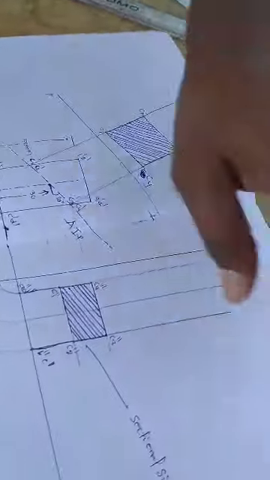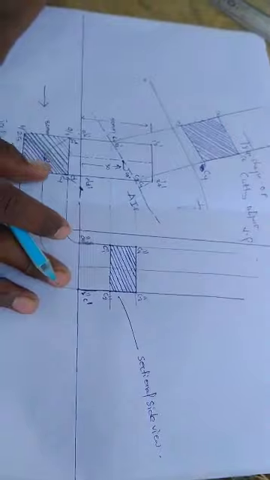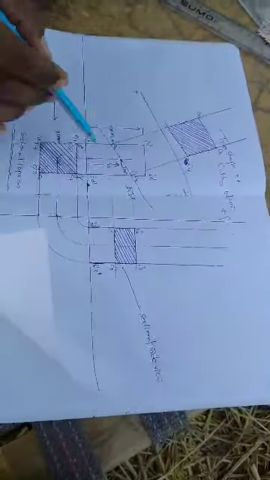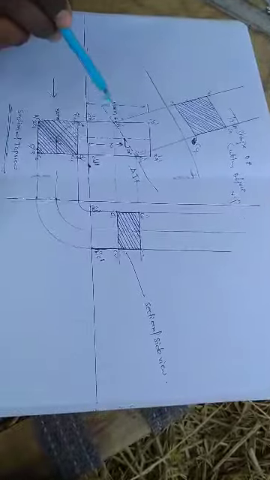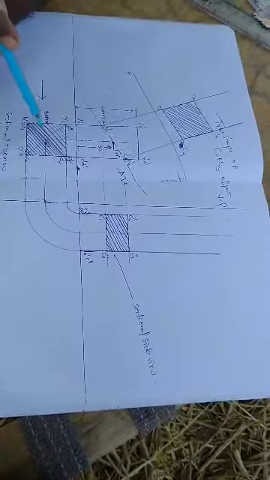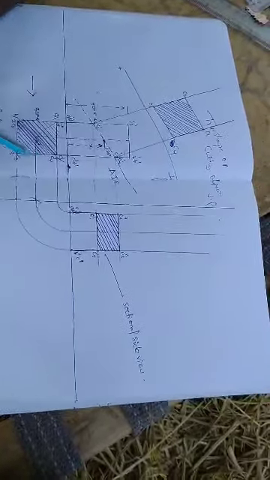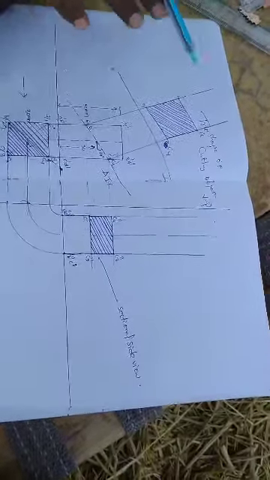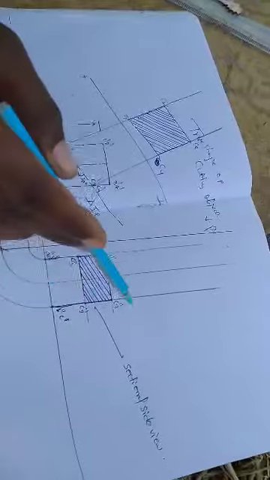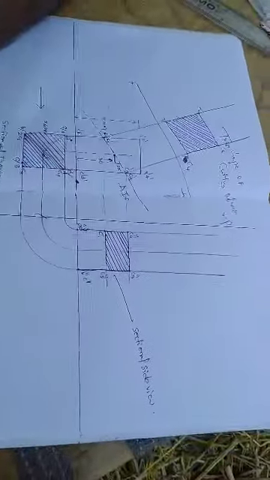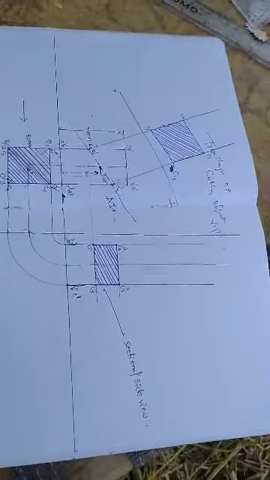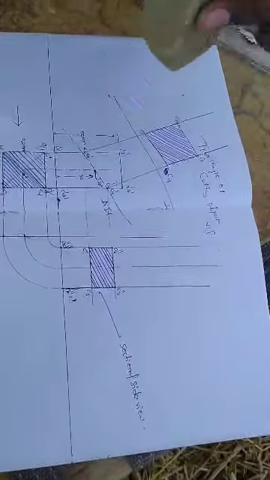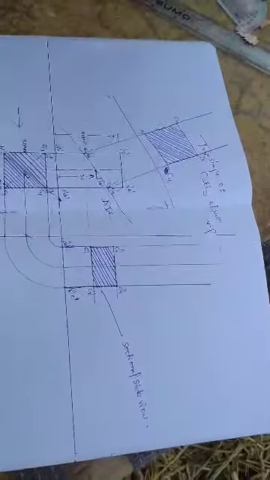This is the process to draw sectional views of a square prism. This is the primary view, the simple view. This is the sectional top view, and from here this is the sectional side view, and this is the true shape of the object. This is the process to draw sectional views of a square prism when it's cut by an auxiliary inclined plane at 30 degrees to the horizontal plane.